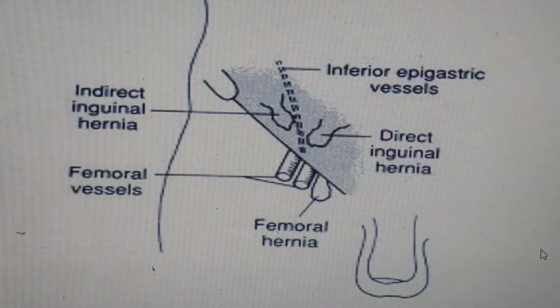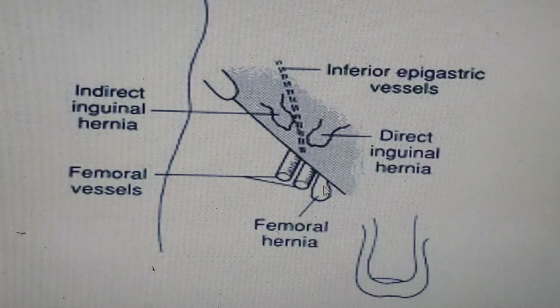Those of you who have not watched my video, you realize that with the help of what we call Hesselbach's triangle, that is where we have direct inguinal hernias occurring. That one will occur medial to the inferior epigastric vessels. Then occurring lateral to the inferior epigastric vessels, we have indirect inguinal hernias. So that is what we see. And one thing that we know is that these hernia types occur above the inguinal ligament.